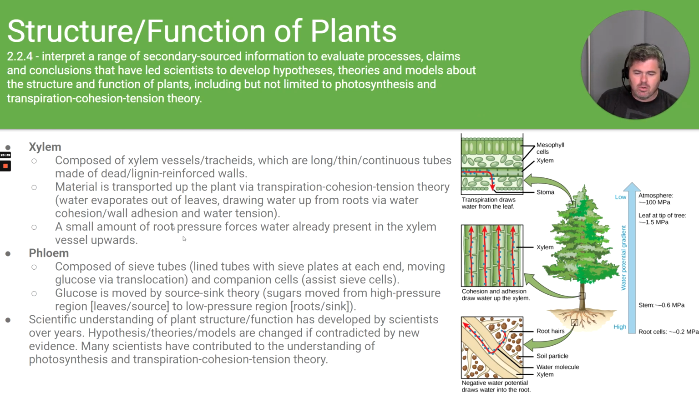Alright, so let's have a look at some of the xylem and phloem material. Xylem is comprised of vessels and tracheids, which are long, thin, continuous tubes made of dead, lignin-reinforced walls. Material is transported up the plant via transpiration cohesion tension theory. As water evaporates out of the leaves, it draws up water from the roots via water cohesion and wall adhesion.